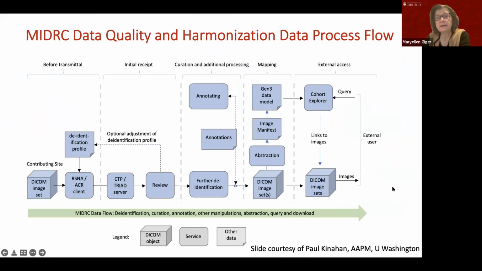This slide here from Paul Kinahan shows the data quality and harmonization process. So as the information is going through RSNA and ACR, there is a point where one needs to make sure it's of sufficient quality, and does it have the correct DICOM header? Does it have the correct demographics? And to aid in cohort building, what will be the mapping? And currently, we're looking at and developing a mapping based on the LOINC mapping.